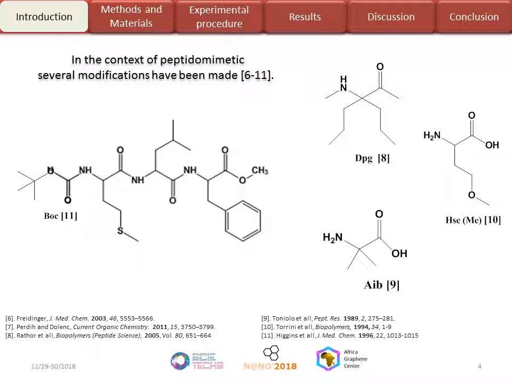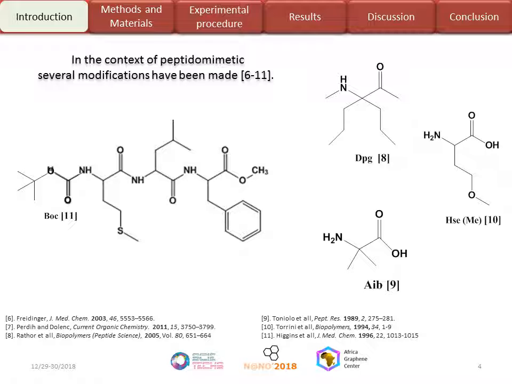In the context of peptidomimetics, several modifications have been made, such as substituting the native residues by other bulky groups. The aim of these modifications is to limit the degrees of freedom of the molecule and then capture the bioactive three-dimensional conformation of the native peptide.